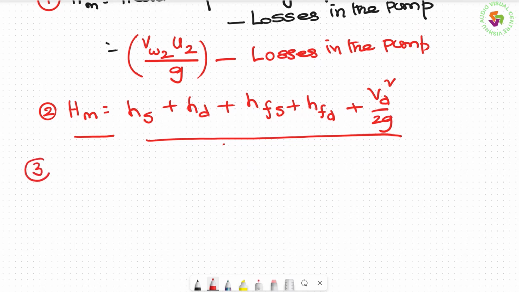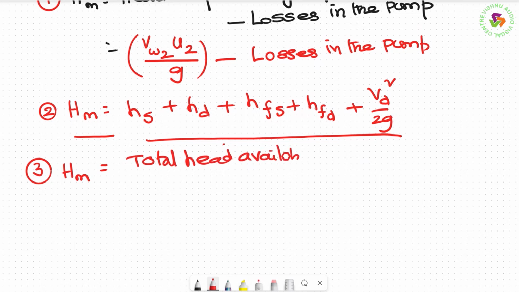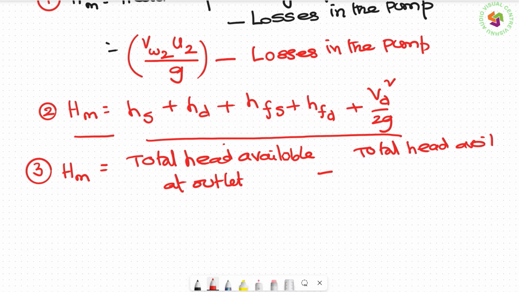And one more definition is also there. Hm is equal to the total head available at outlet minus the total head available at inlet.